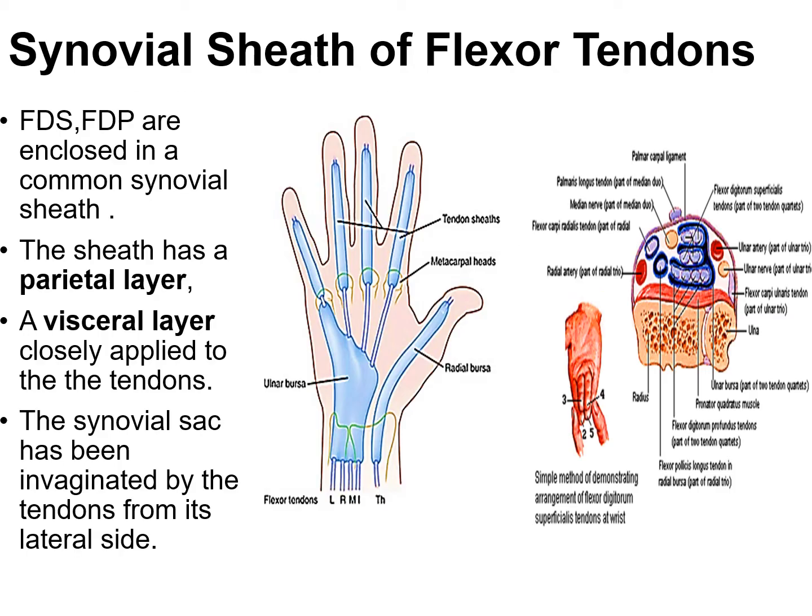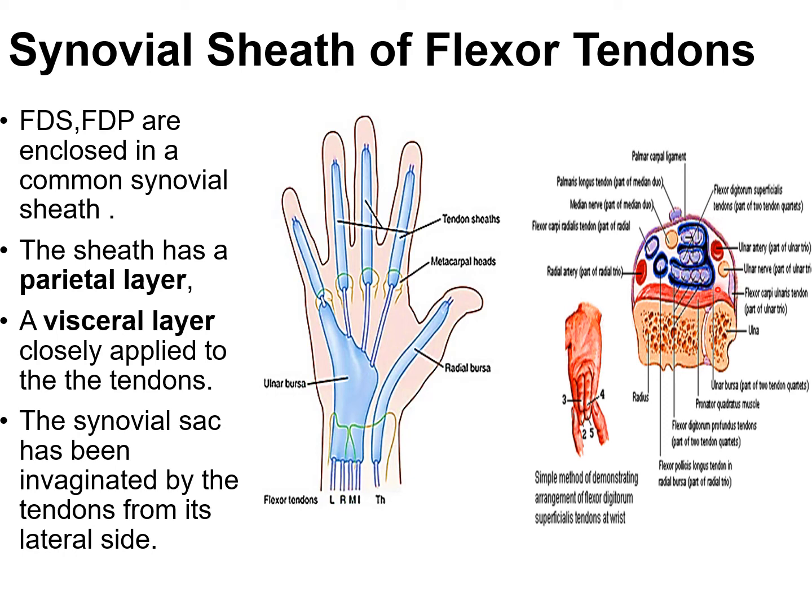Talking about the synovial sheath of flexor tendons. The long flexor tendons of the fingers, that is the tendons of flexor digitorum superficialis and the flexor digitorum profundus, are enclosed in a common synovial sheath while passing deep to the flexor retinaculum within the carpal tunnel. The sheath has a parietal layer lining the walls of carpal tunnel and a visceral layer which is closely applied to the tendons.